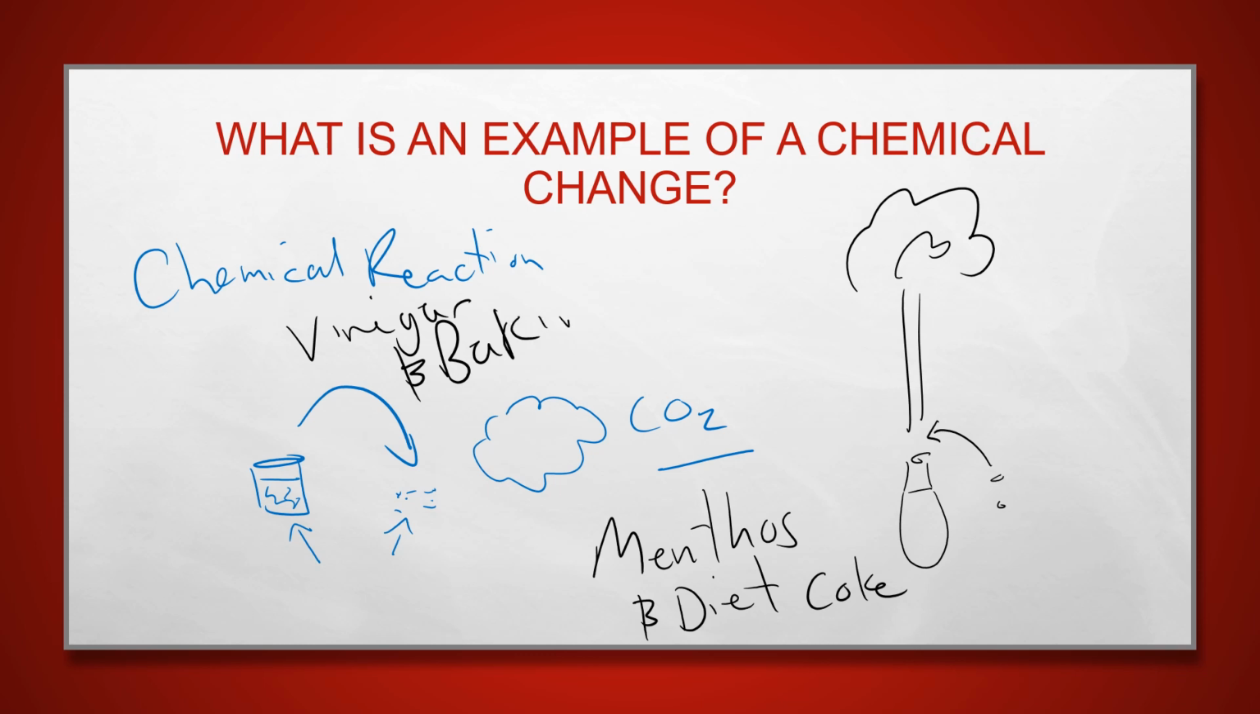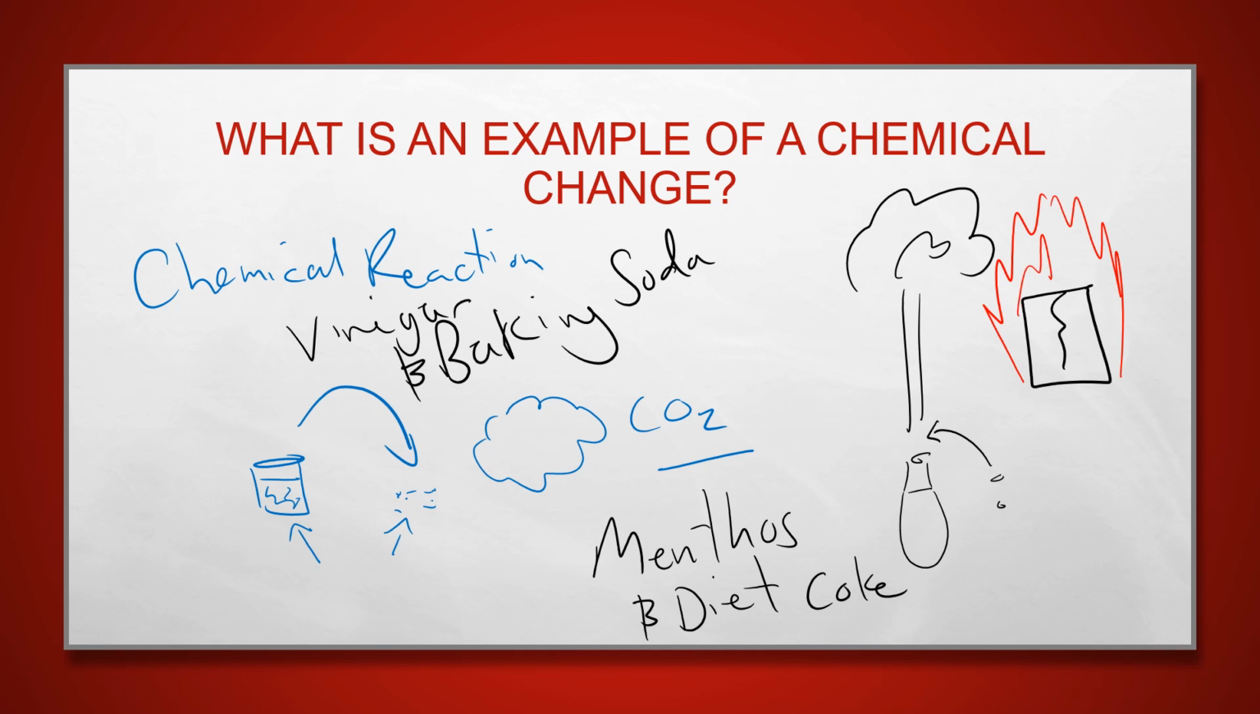There's many other ones you could think of, like burning a log is a great example. If we have a sheet of paper and we tear it in half, that's just going to be a physical change. But if we actually take that paper and burn it, light it on fire, well, that's going to be a chemical change. So all chemical reactions are chemical changes. You cannot have one without the other.